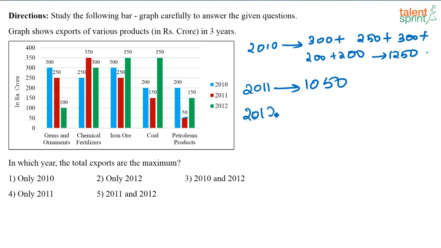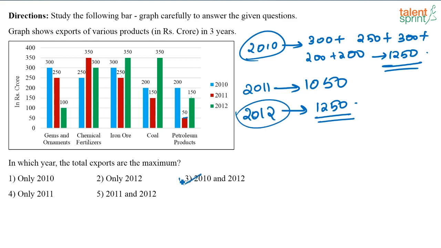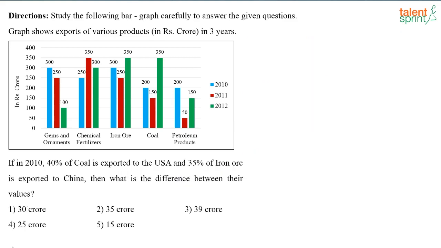Now 2012, what is the total for 2012? 100 plus 300, that is 400. Plus this is 700, right? So 400 plus 700 is nothing but 1100 plus 150, that is 1250. So the maximum is for these 2 years, 2010 and 2012. Answer is option 3. Next one.